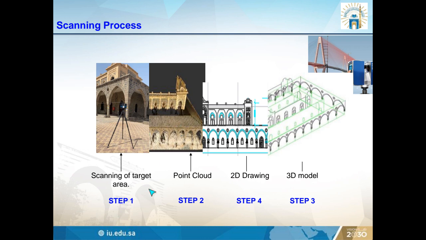So these are the scanning processes. First step, we locate our laser scanner. In the second step, we collect the data in point clouds. And finally, we convert to 2D drawings and also 3D drawing models.